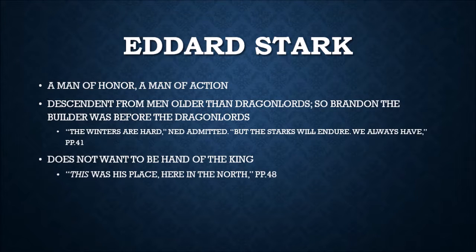He doesn't want to be Hand of the King, and that's a really big deal because he sort of has to. His place is as Warden of the North, and he's Robert's good friend. If you're like me and you suspect foul play, that Jon Arryn was murdered, then it'll be very important for Robert to have someone close, someone he can trust, not only to get things done, but also someone he can trust to protect him if someone is in fact out to kill him. Because if someone killed the Hand of the King, they probably are going to want to kill the king. This was his place here in the North. You know, he doesn't want to go.